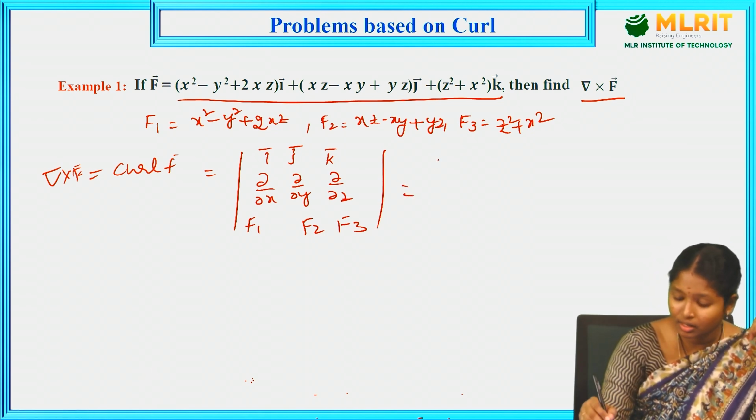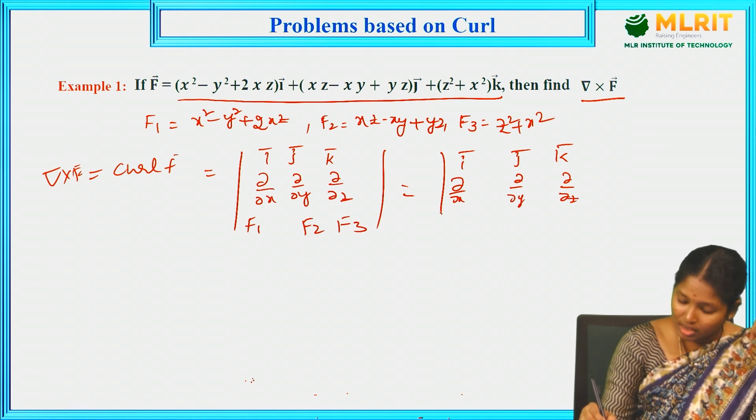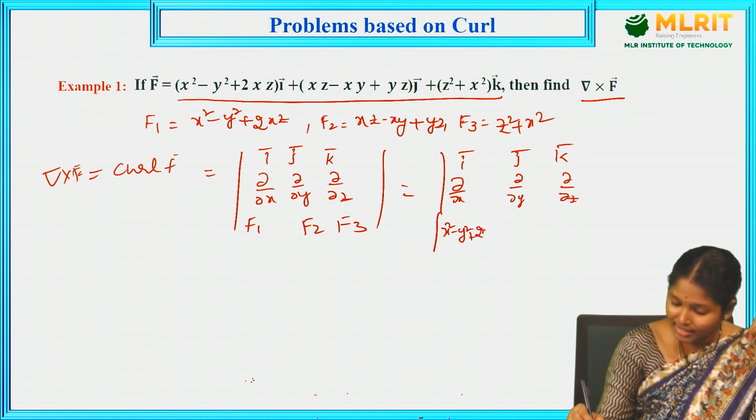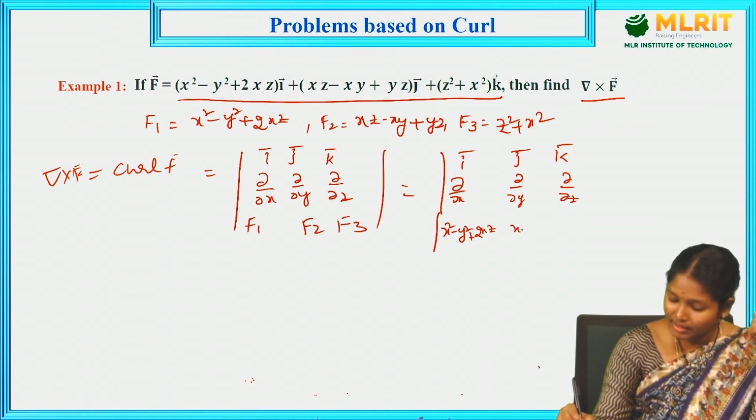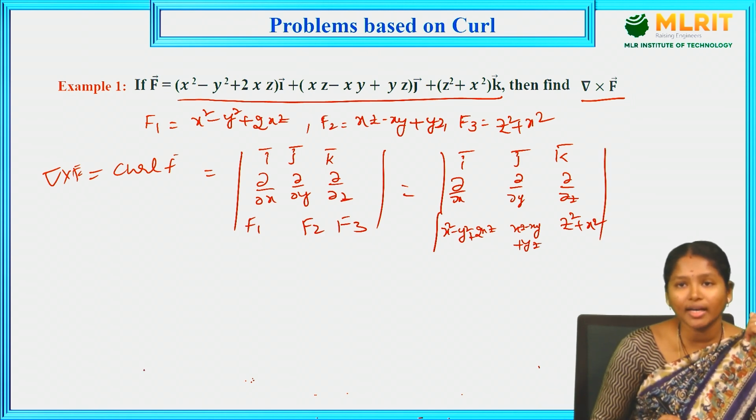We will get the determinant of i bar, j bar, k bar, dou by dou x, dou by dou y, dou by dou z. The first term f1 is x square minus y square plus 2xz, then f2 is xz minus xy plus yz, and f3 is z square plus x square. So we will find the determinant, right?